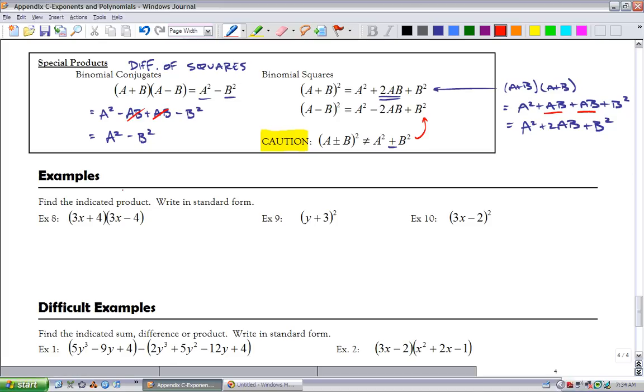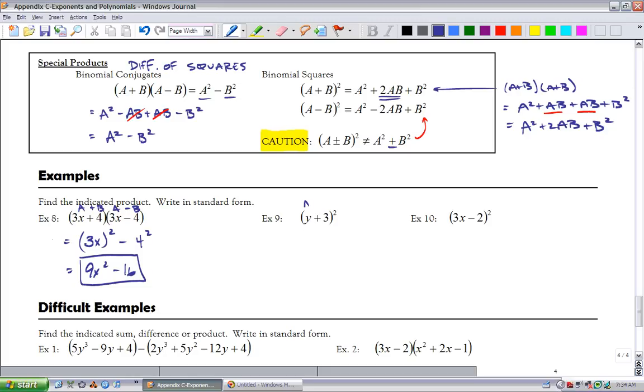Alright, so if we look at the first example here, this is binomial conjugates, or the difference of squares. Notice this is a and b and a and b. Okay? Plus minus. So this one results in, we'll say this is 3x quantity squared, a squared minus b squared, which results in 9x squared minus 16. Okay?